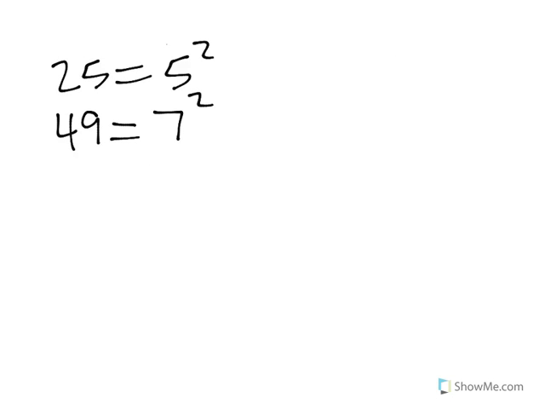So 25 equals 5 squared, and 49 equals 7 squared. So therefore, 25 and 49 are both perfect squares.